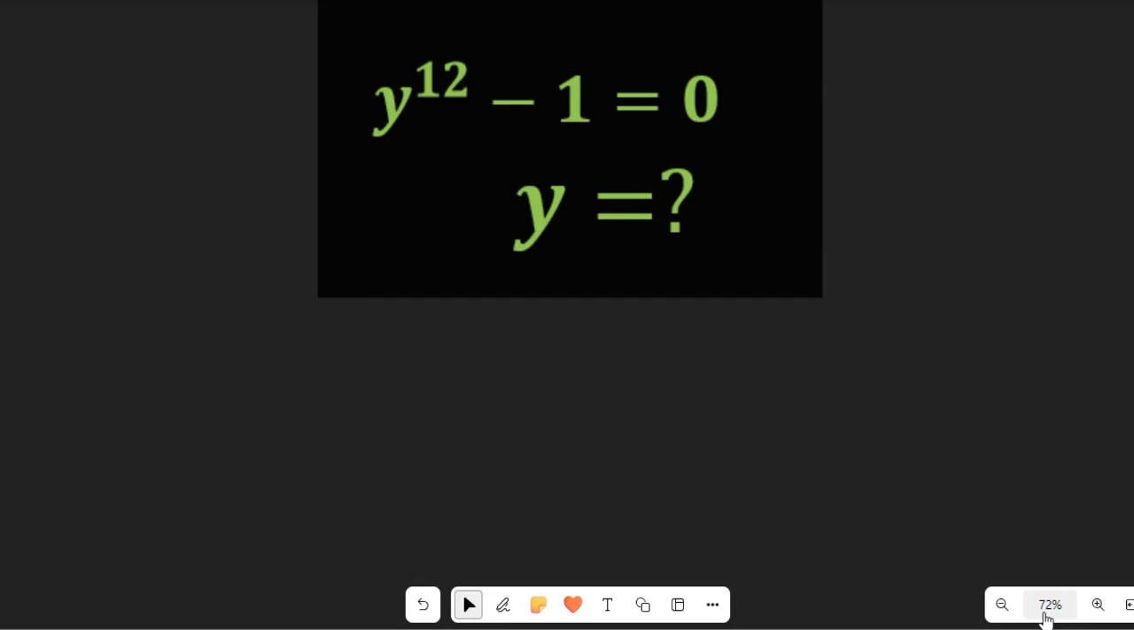Let us solve for all the values of y in this expression: y to the power of 12 minus 1 equal to 0. We're going to find both the real and the imaginary solutions of the value of y.